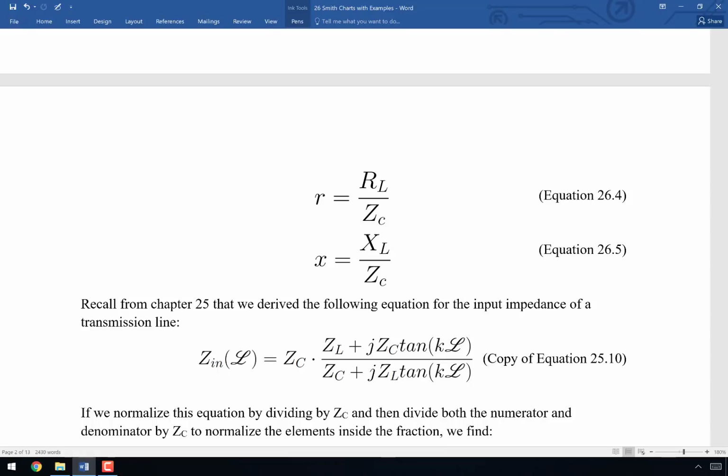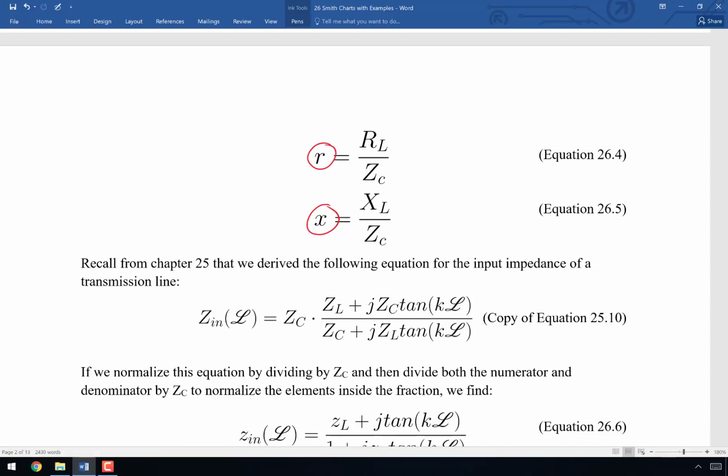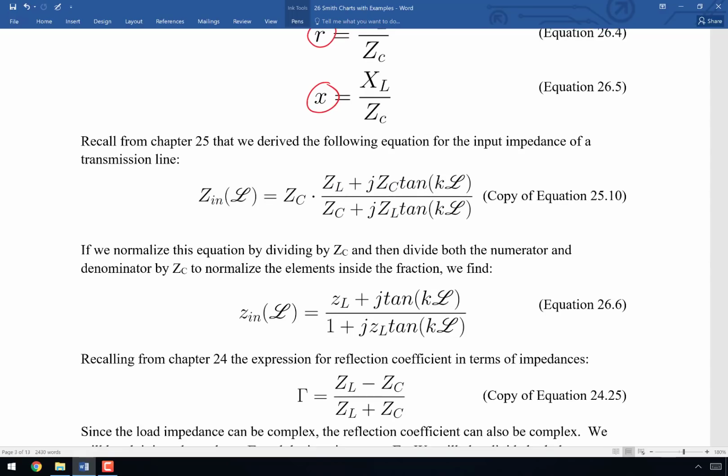We're going to divide the load imaginary impedance by z sub c, and that's going to give us r, and it's going to give us x. These quantities, lowercase r and lowercase x, are going to be super important to us. I'll try to highlight the things that are going to be super important, and those are two of them right there. Now from chapter 25, we derived an equation that allowed us to calculate the input impedance of a transmission line. I'm popping this back up here because we're going to use it later on in today's lesson. We can normalize that equation.